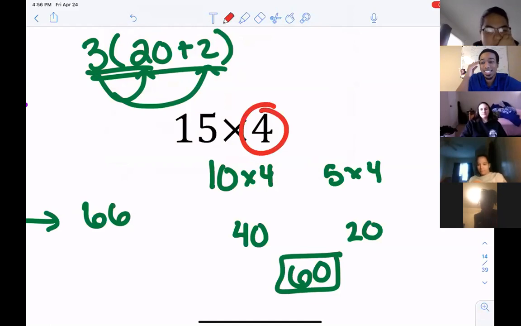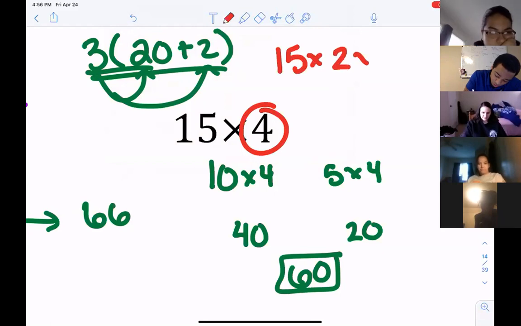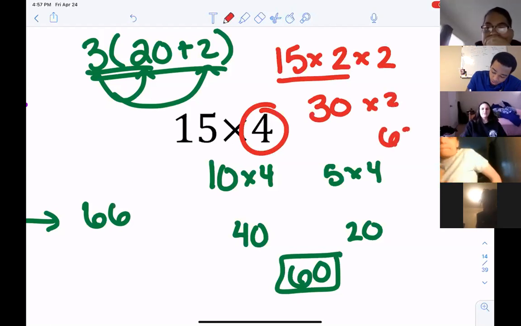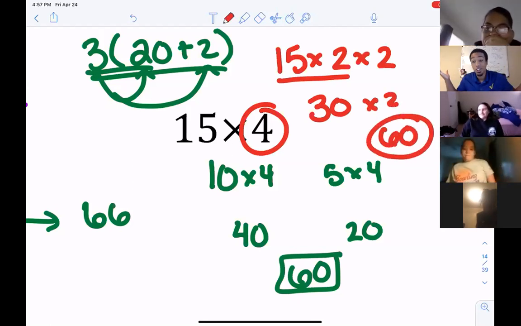Remember how I said in the last session that 4 is the same thing as saying 2 times 2? So if I'm going to multiply by 4, hey, I'm not going to multiply by 4. That's a big number. Let me just multiply by 2 and then multiply by 2 again. So 15 times 2 times 2. Because 15 times 2 is 30 and 30 times 2 is 60. That's just another way to do it.